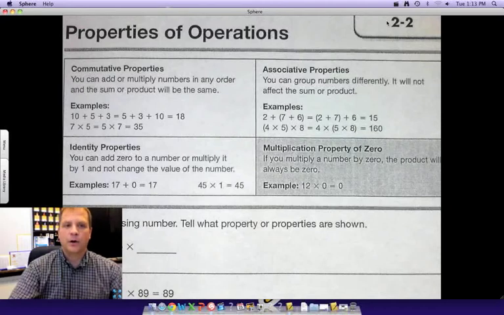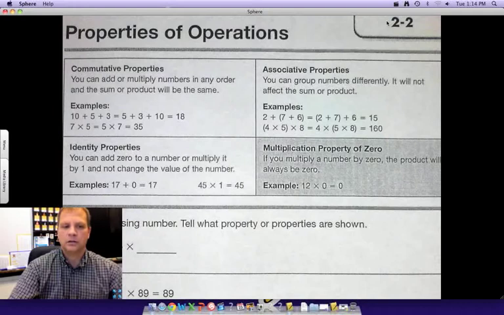The third property is the identity property. That states that you can add 0 to a number or multiply it by 1 and not change the value of the number. So the two examples listed are 17 plus 0, which equals 17, and 45 times 1, which equals 45. So be careful. Know that it is addition with 0 and multiplication with 1 in order for the value of the number to not change.